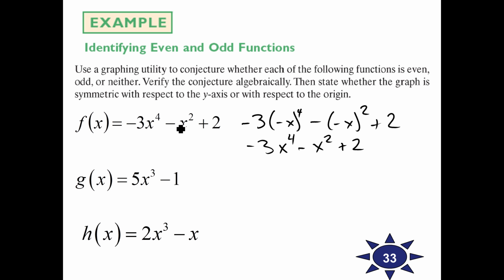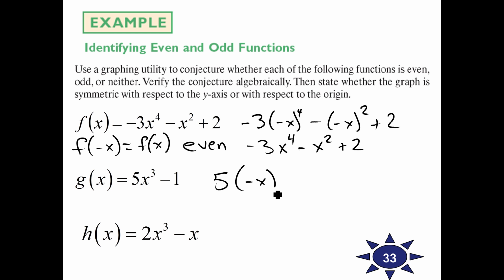So we get the exact same thing as when we started. So f of negative x, when we plugged in negative x, we get the same thing as if we just plugged in x. So this is an even function. Let's check out the next one here. 5 times negative x cubed, minus 1. That's equal to negative 5x cubed, because a negative cube stays negative, minus 1. So this is not equal to what we started with because of the negative out front, right? So it's definitely not even.